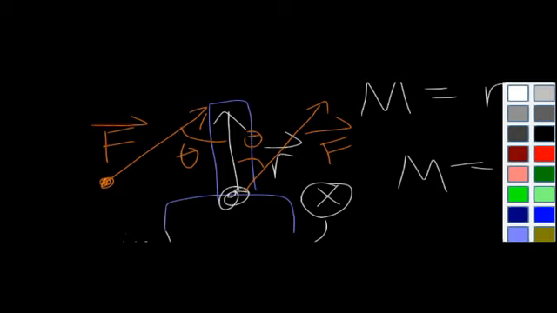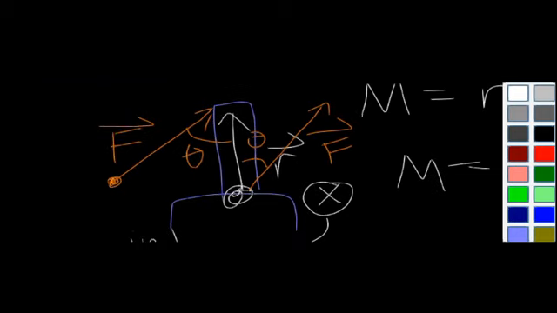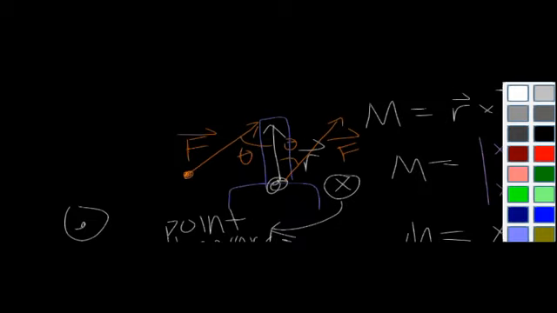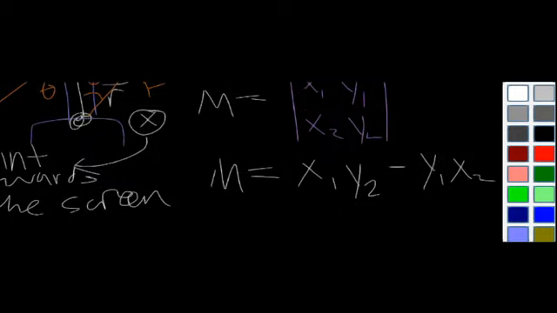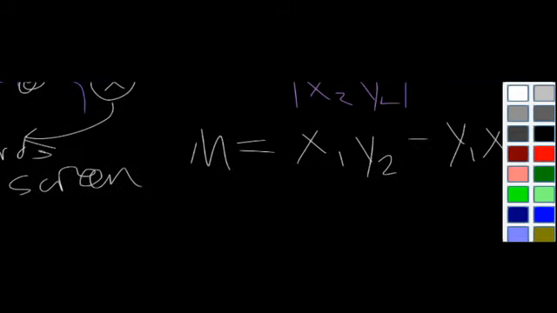So in this case, my thumb is going to be pointing towards the screen, and my fingers are going to curl clockwise. My bad. So just to double check. Yep, clockwise. So the direction of M is clockwise.